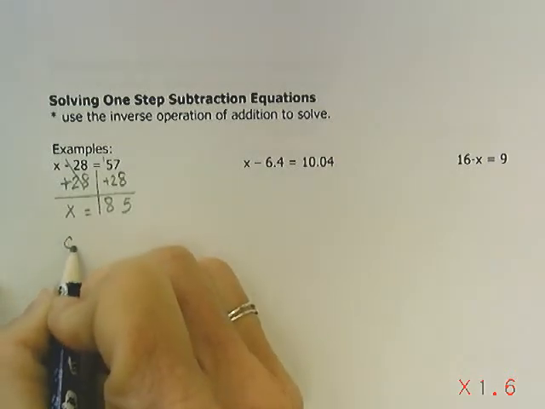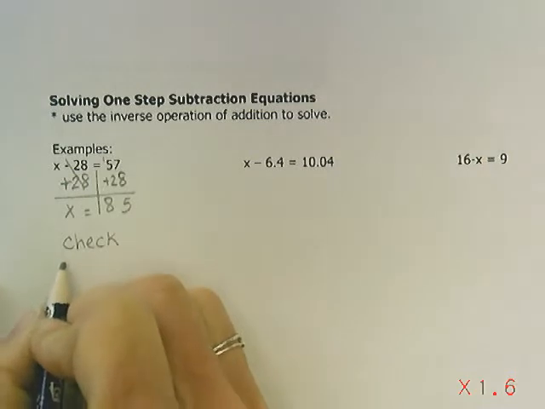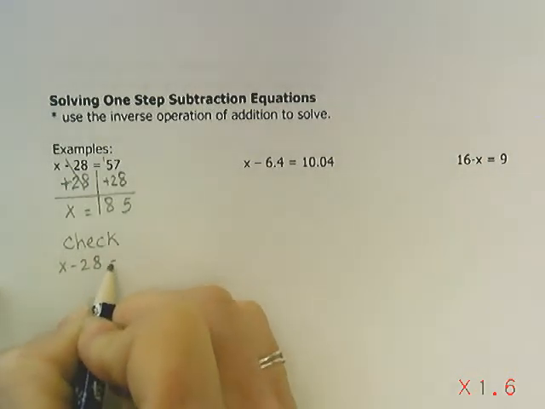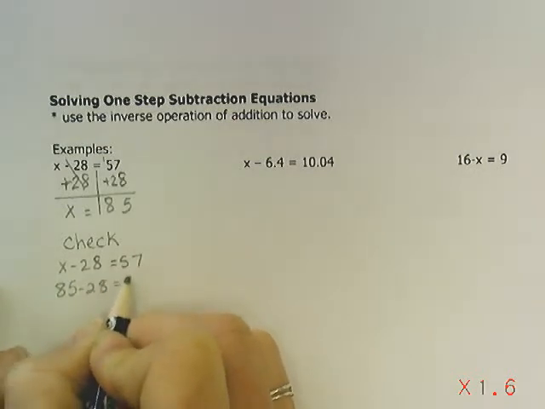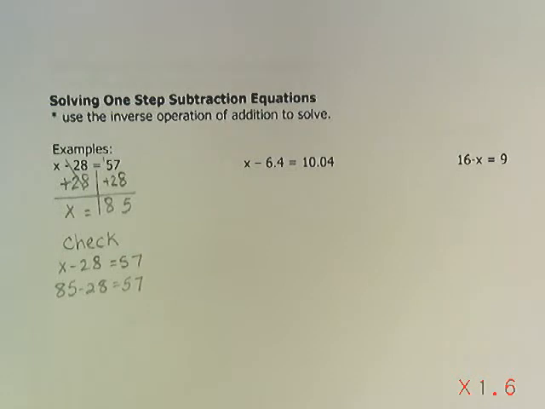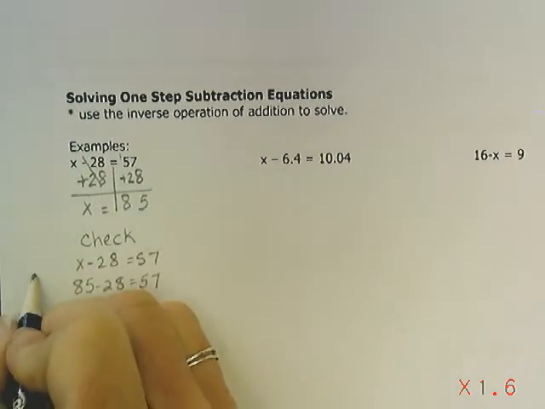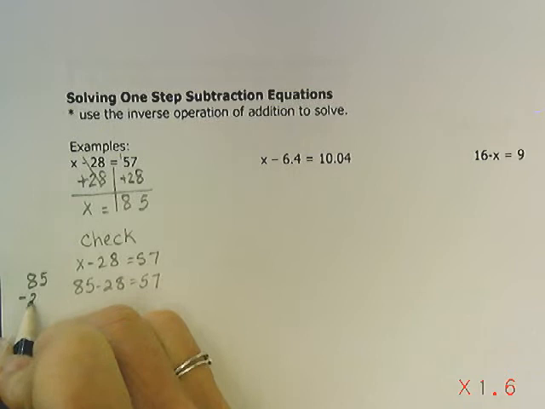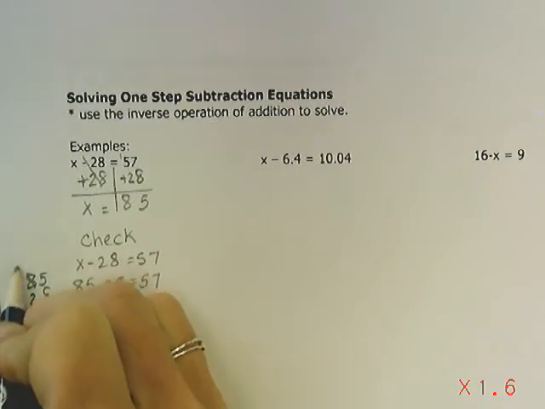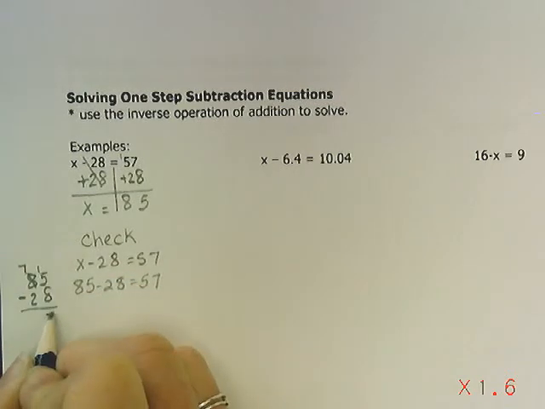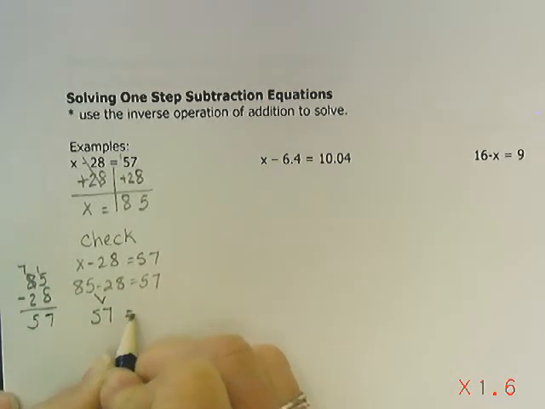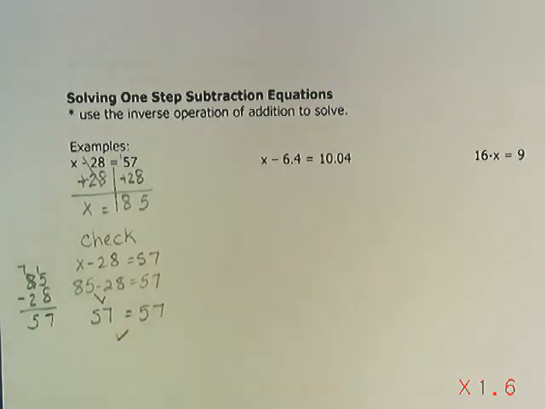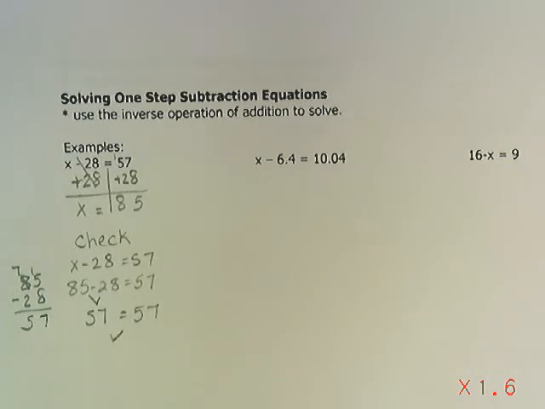Again, let's do a check. We'll substitute 85 in. x minus 28, will it equal 57? So 85 minus 28 equals 57. And I want to do the subtraction on the side just to be sure, instead of just assuming it'll check out. 15 minus 8 is 7, and 7 minus 2 is 5. So yes, we end up with 57 and 57. So the value of x is 85. We just proved it.